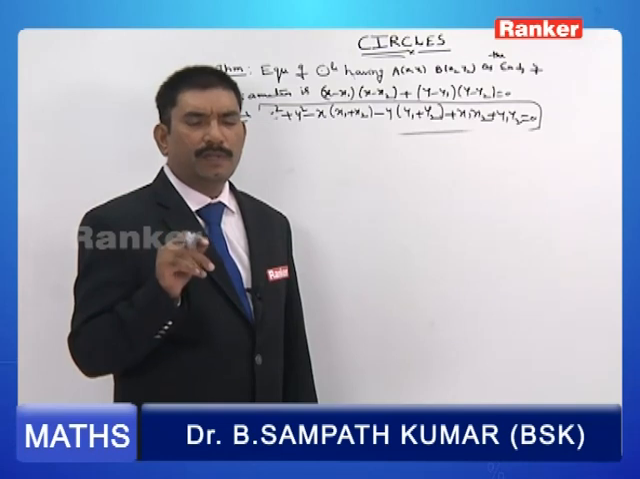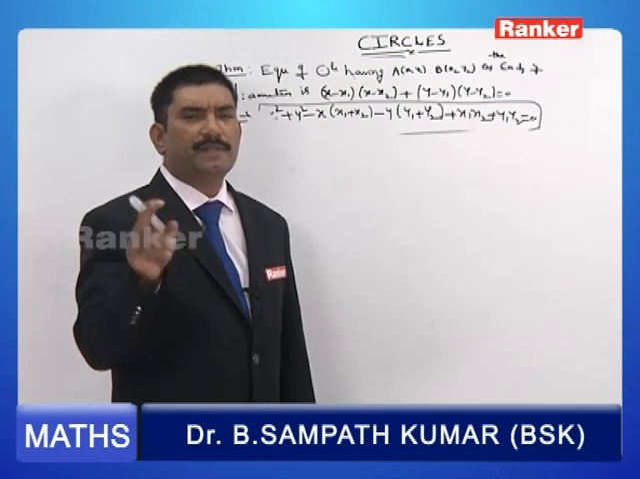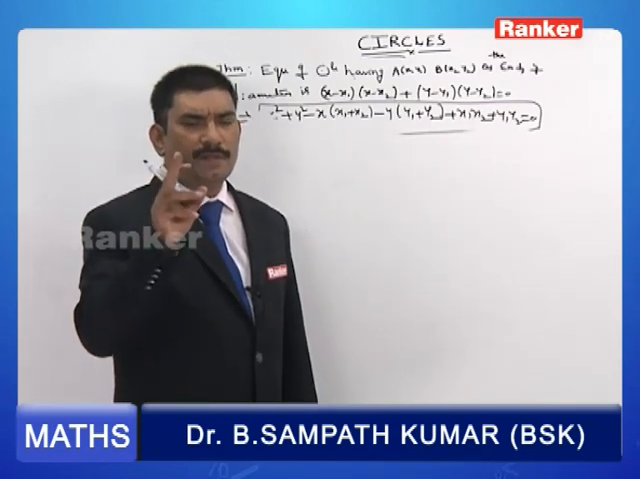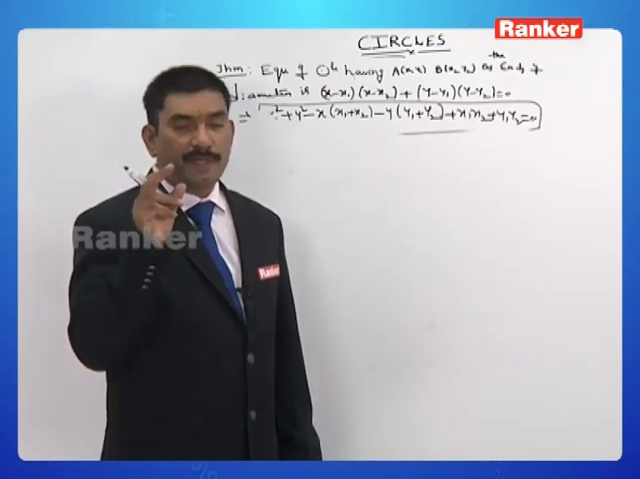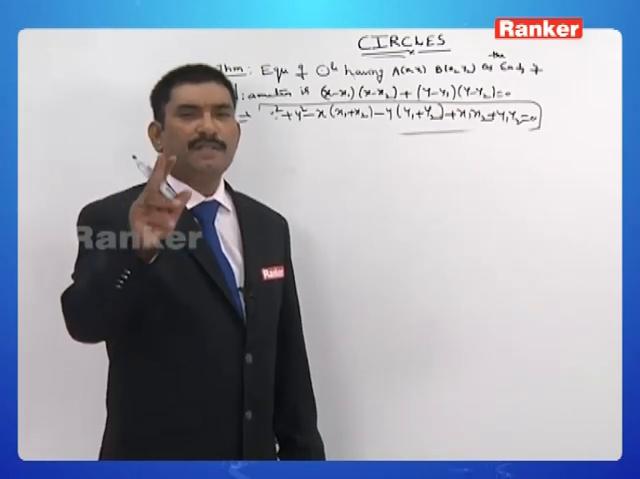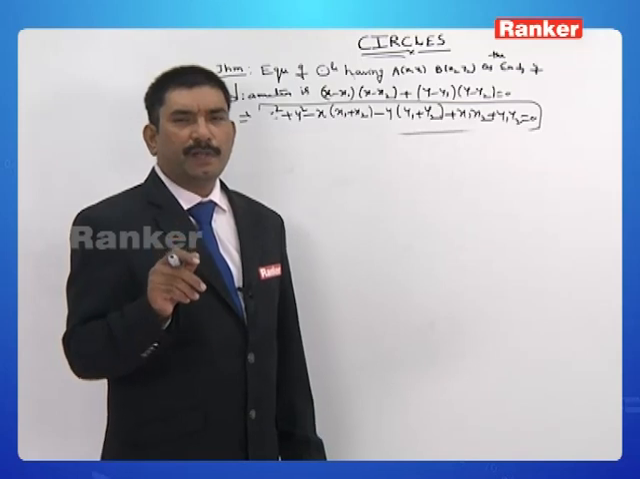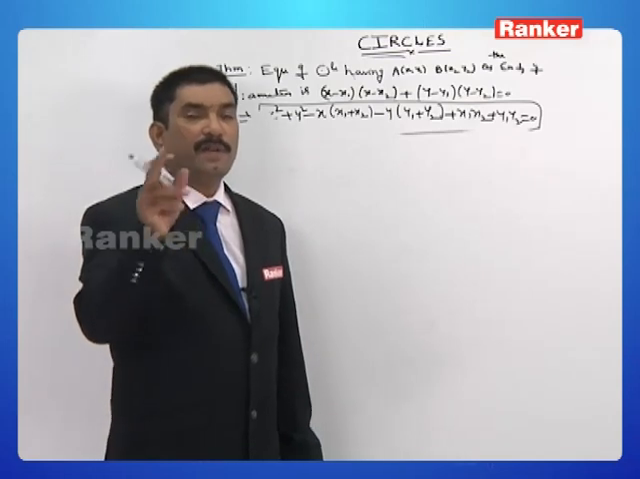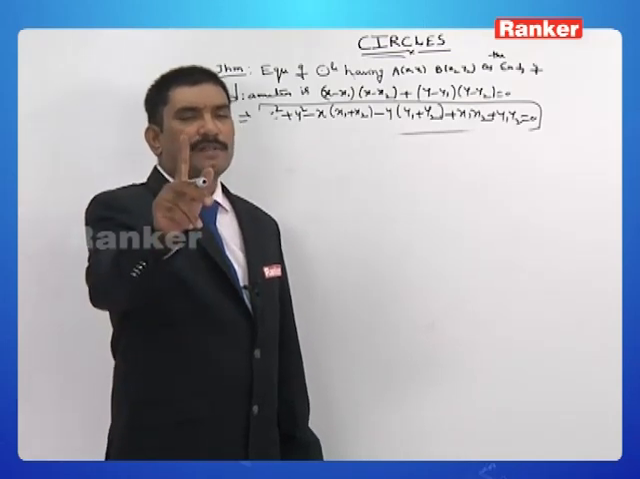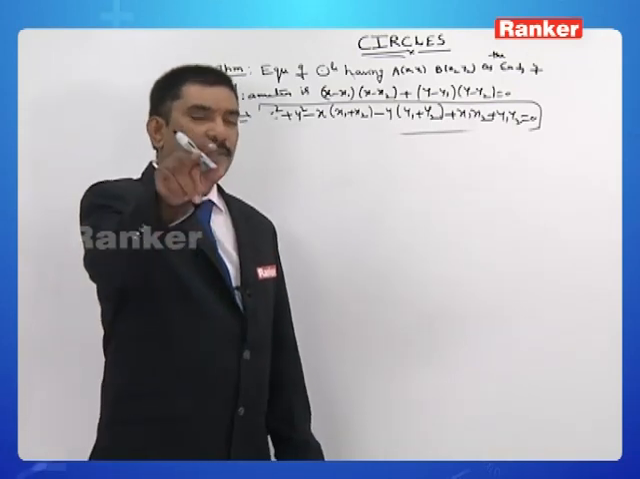Now I told you, in the general equation x square plus y square plus 2gx plus 2fy plus c is equal to 0, there are 3 independent constants. They are g, f, c. To find g, f, c, we must have 3 unknowns, so 3 points, or 3 tangents, or 2 tangents and 1 point. So hereafter, whenever 3 non-collinear points are given, only one circle passes through them. As I told, we need 3 points, and those 3 points must be non-collinear.